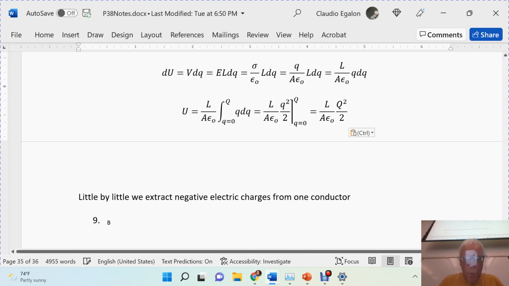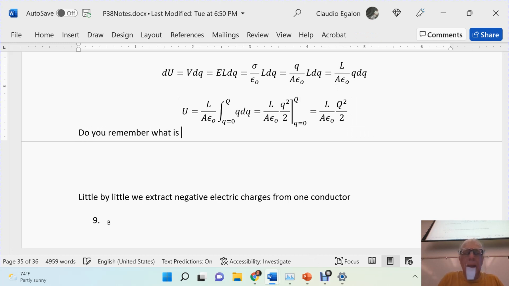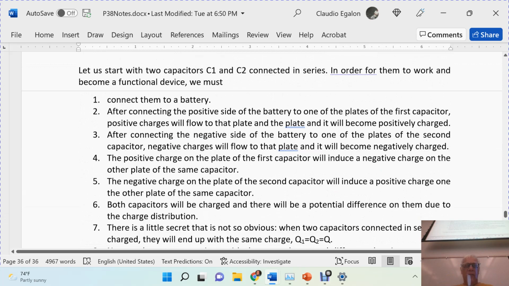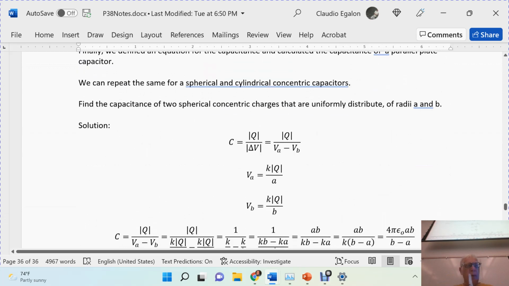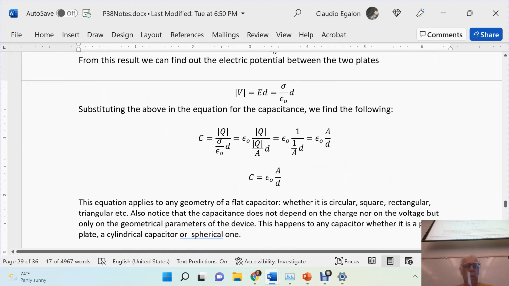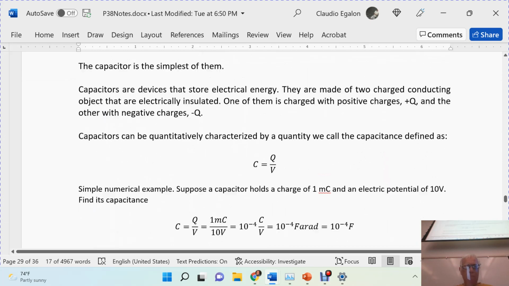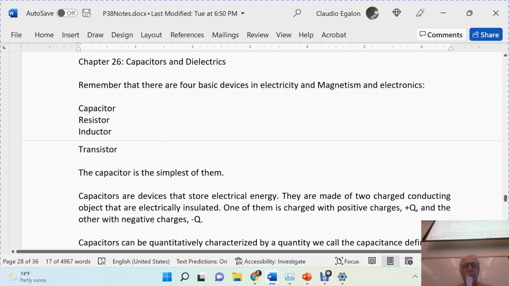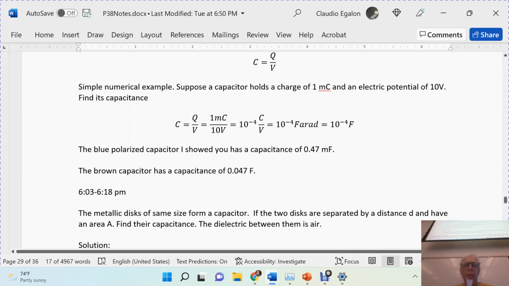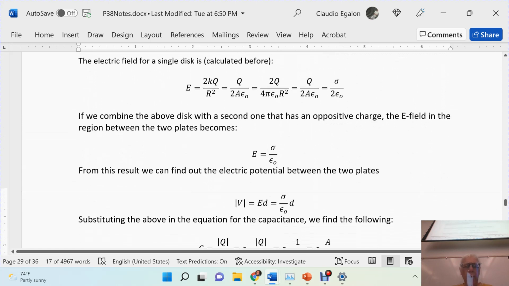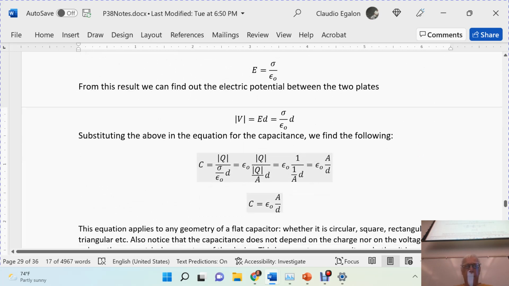Do you remember what is the capacitance of a parallel plate capacitor? We derived that in class. Let's go back here. Capacitance of a parallel plate capacitor, we derived it. What is it? Spherical, we did a spherical. What else did we do? Capacitors and dielectrics. Let's see. Simple numerical example. Fine. Okay. Metallic, this same size. Okay, that's the one, right? Did I calculate that? Yeah, right in here. Parallel plate. Remember that?